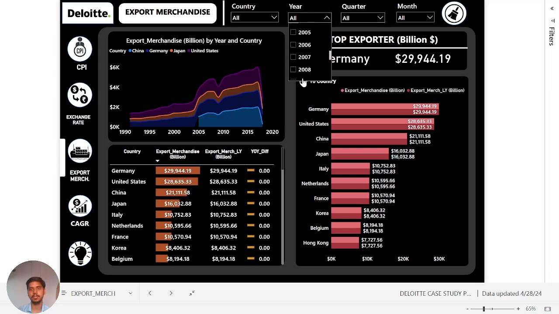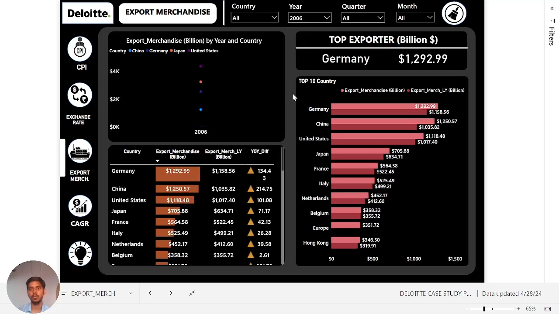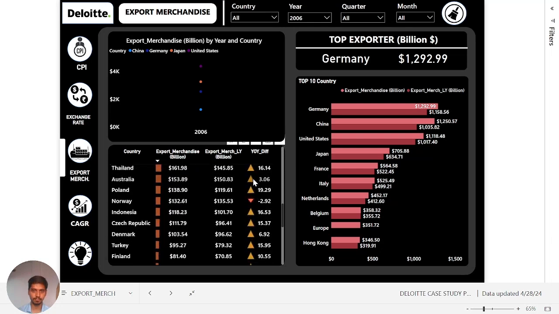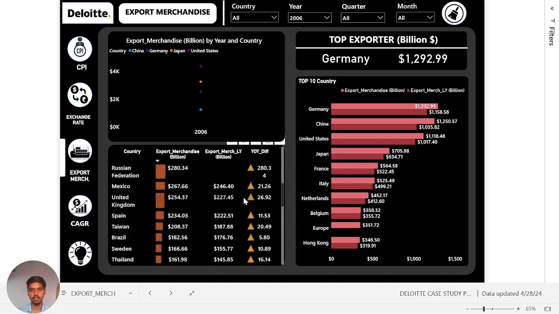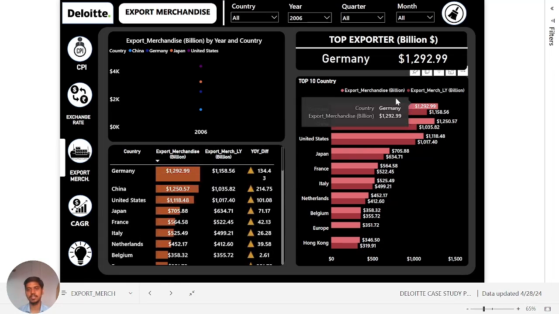If I select, let me say, 2006, you can find who was the top exporter in that particular year. Here it is Germany with 1.2 trillion dollars. There is an indicator here which will tell you whether, as compared to the previous year, the sales are in an upward or downward direction. See, Norway has done less sales as compared to the previous year. Similarly, these are the top 10 countries in that particular year who have done sales. So you can find how much sales they did in the previous year and what their current year sales are. Like Germany has done more sales as compared to the previous year.